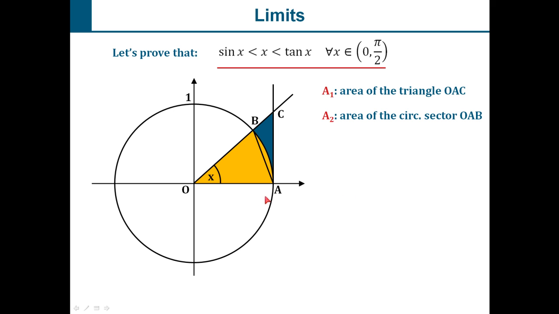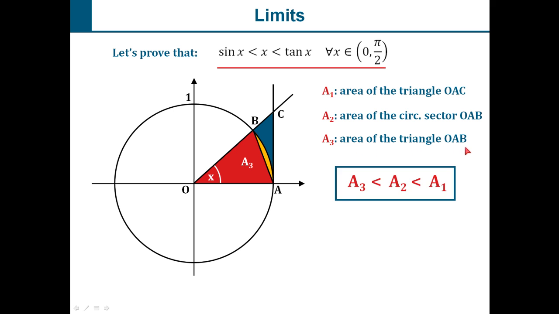Let's draw the line through AB. By doing this, we obtain a new triangle, OAB, and we call A3 the area of this triangle. Similarly to the previous case, the value of A3 is less than the value of A2, since the triangle is included in the circular sector. Let's now calculate the value of these three areas.